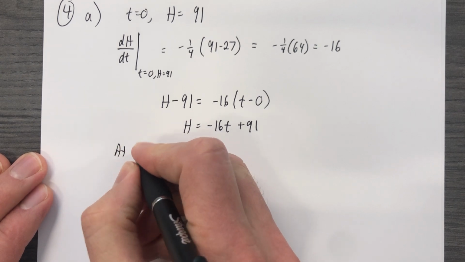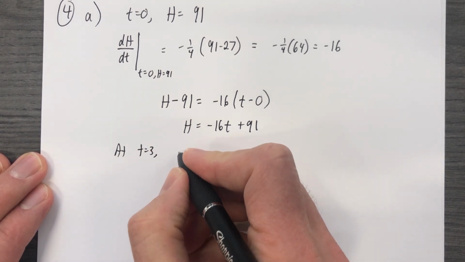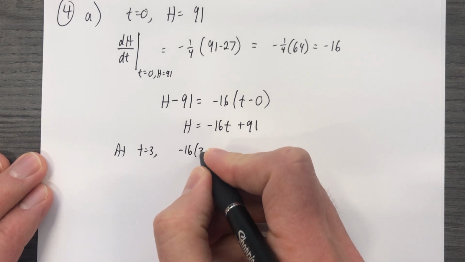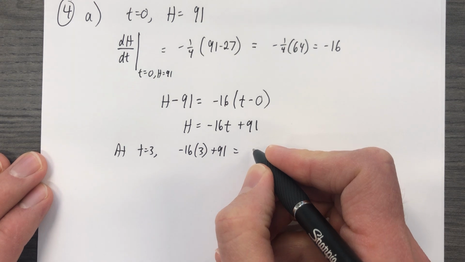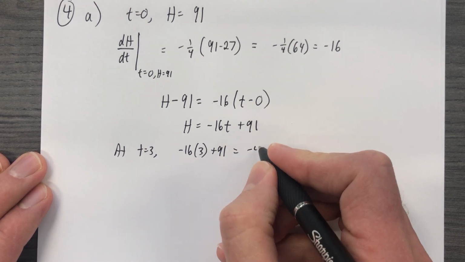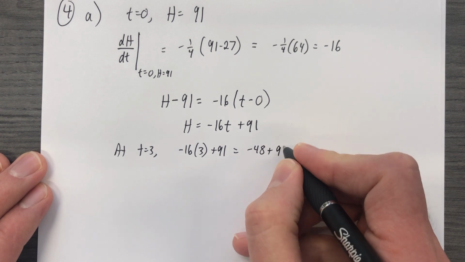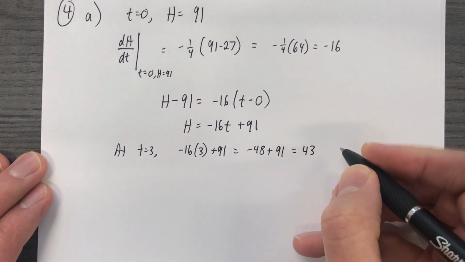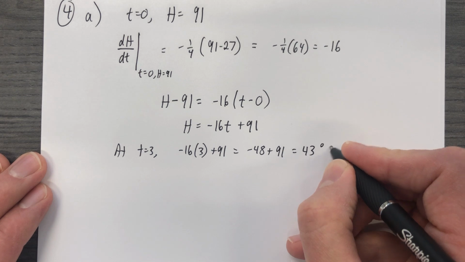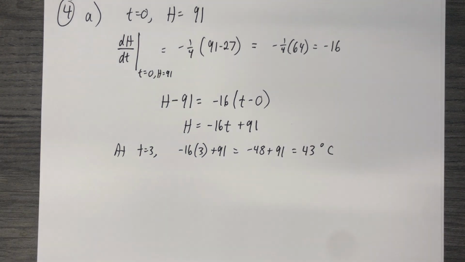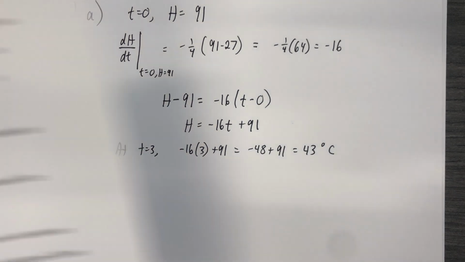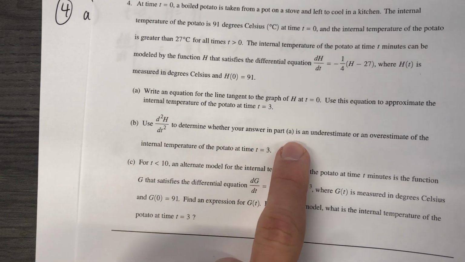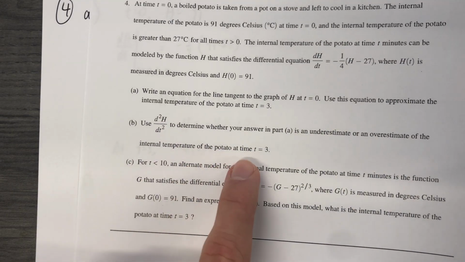So at t equals 3, we have negative 16 times 3 plus 91, which is negative 48 plus 91, which is going to be 43 degrees Celsius. Okay, that takes care of part A. Part B. Use the second derivative to determine whether your answer in part A is an underestimate or overestimate of the internal temperature of the potato at time t equals 3.